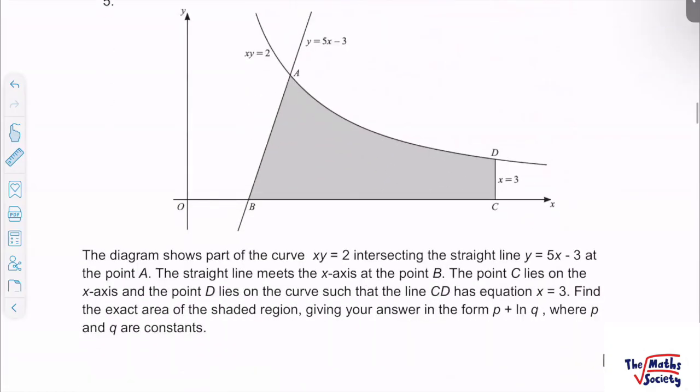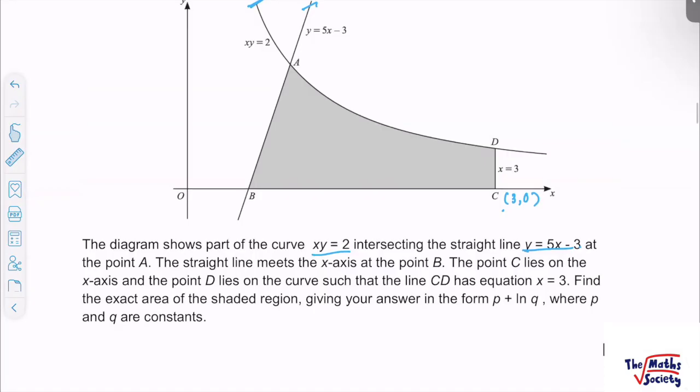And moving on to question 5, it also gives another diagram. It shows a curve xy equals 2 intersecting a straight line y equals 5x minus 3. The straight line meets the y-axis at point B. C lies on the x-axis, and point D lies on the curve such that the line CD has equation x equals 3. So we know that this one's 3, 0, yeah? And then find the shaded area, given in the form p plus ln q, where p and q are constants.